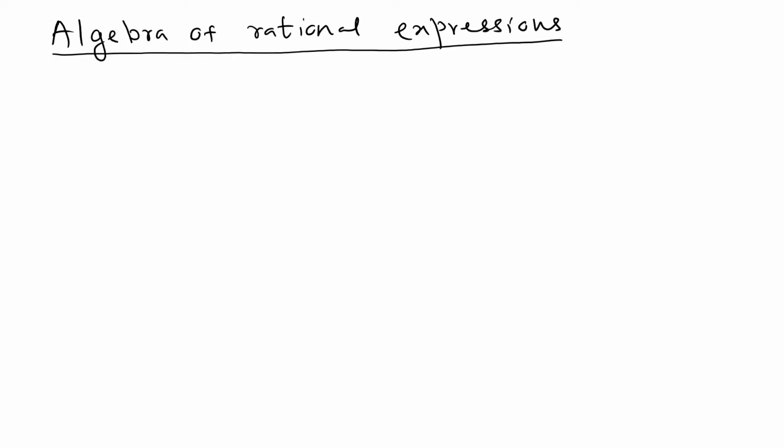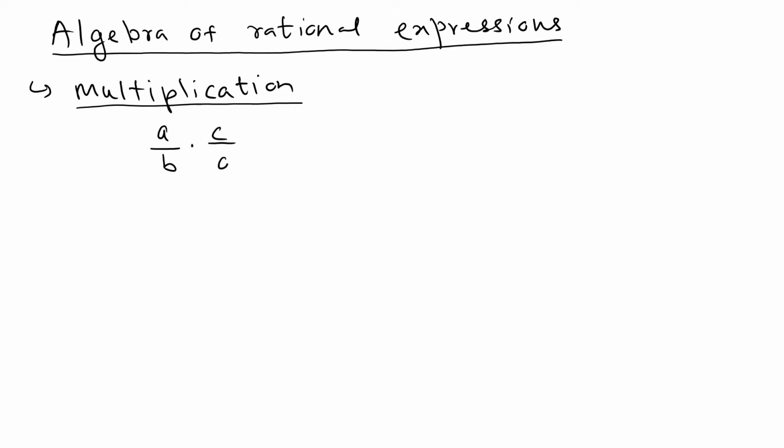So next we can talk about algebra of rational expressions. So the first and the easiest is the multiplication. So we're going to start with that. Multiplication. So that means when you have a over b times c over d, what we can do is cancel the common factors if possible and leave the rest as a product or a quotient.